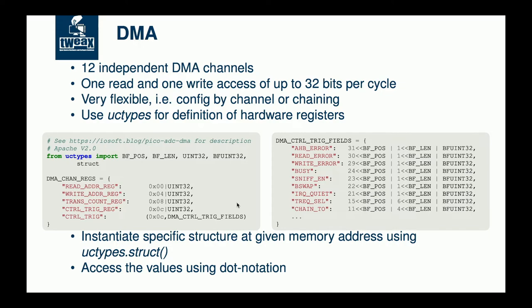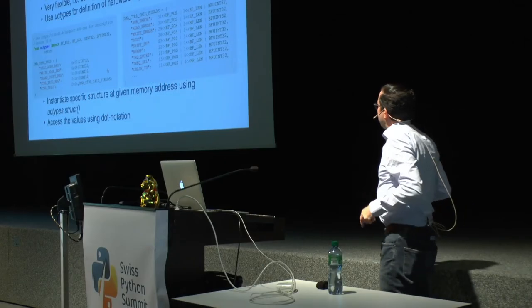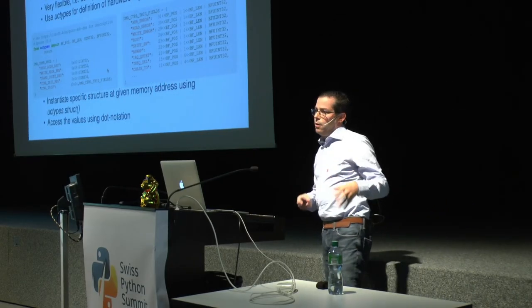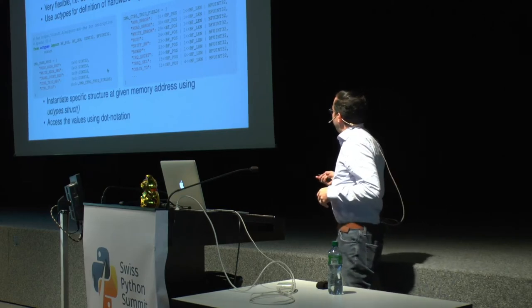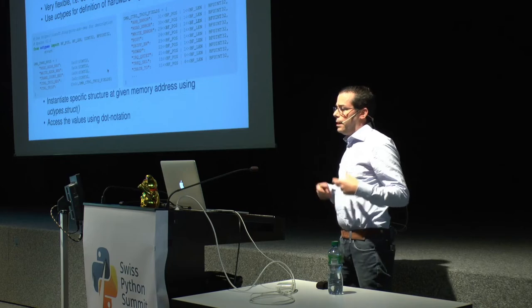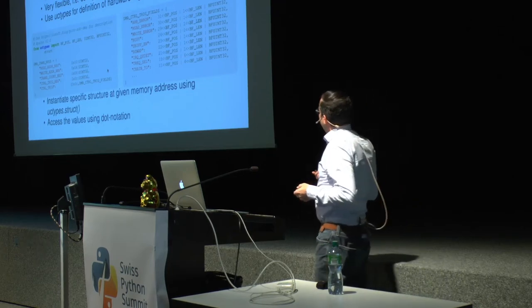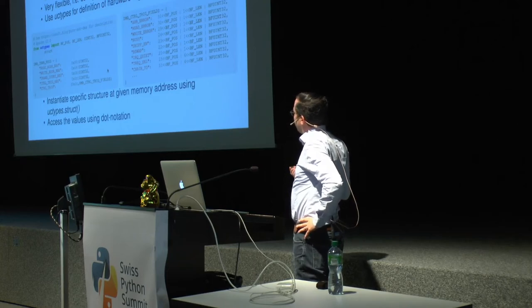For example, the RP2040 has a very capable DMA controller. It has two independent DMA channels, and it is capable of doing one read and one write access of up to 32 bits per cycle. It is very flexible. You can, for example, chain DMA operations, or use a DMA operation to configure another subsequent DMA operation. Everything runs in parallel to your processor cores, so once you configure them, it just runs. But there is no support for that in MicroPython.